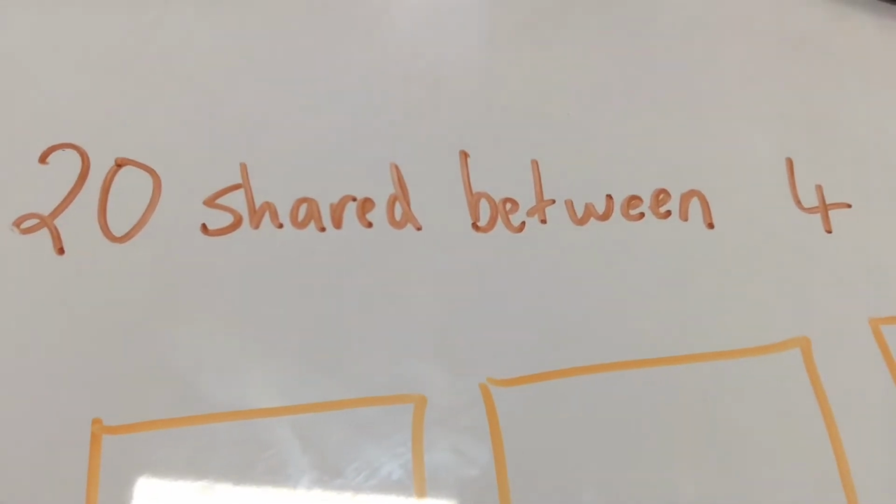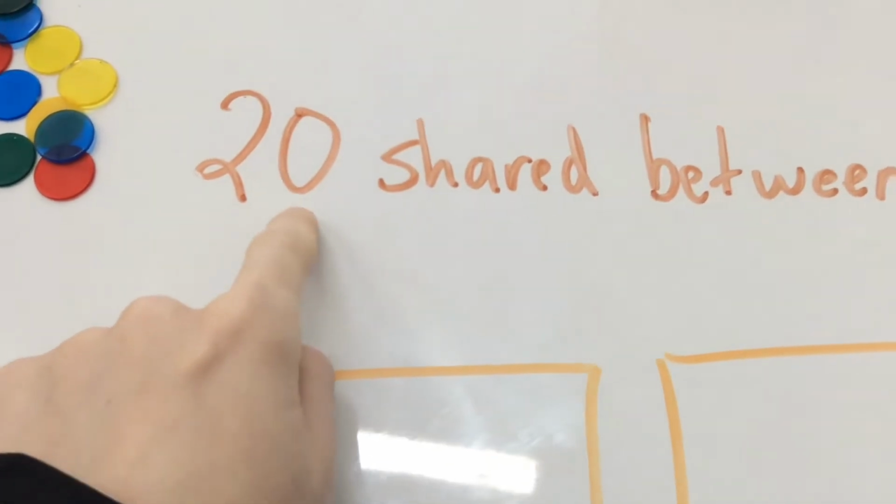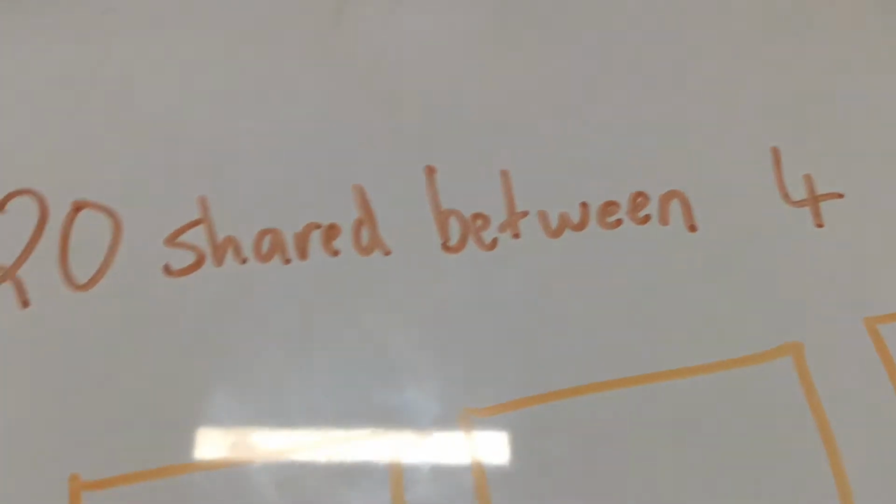So 20 shared between 4. So 20 is my total. So I know that I have 20 objects and I'm sharing them between 4. So 4 groups or 4 people. So let's have a look.